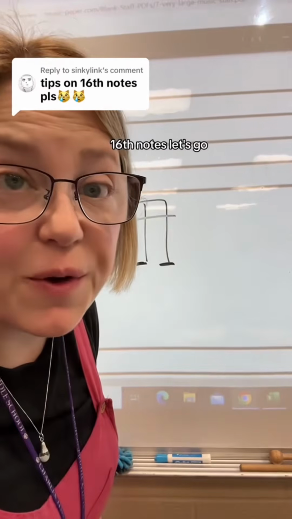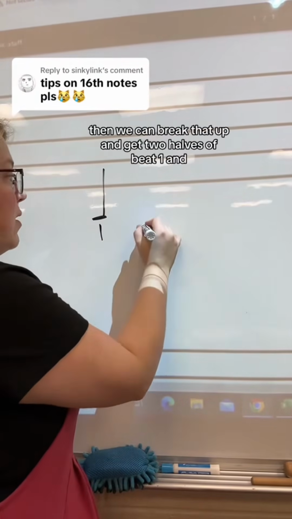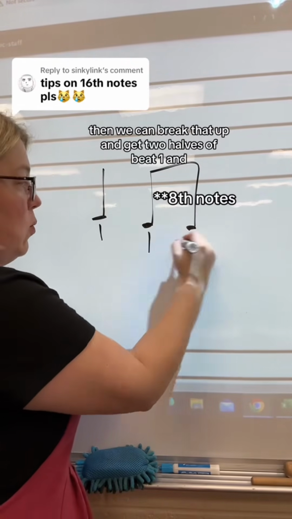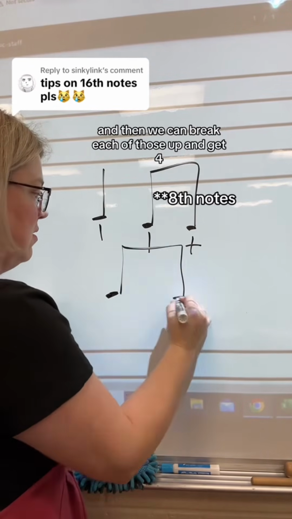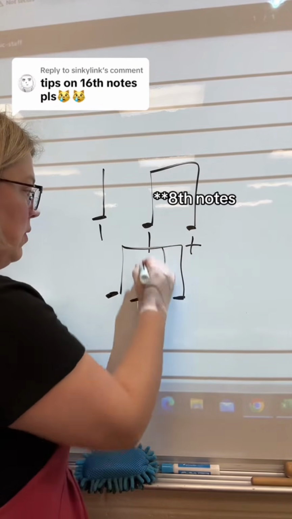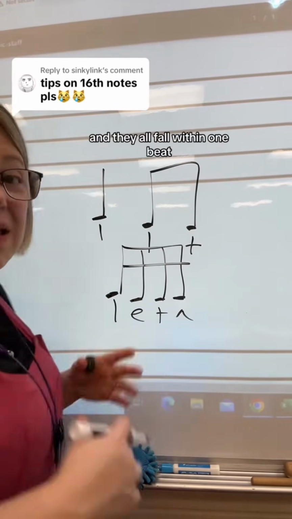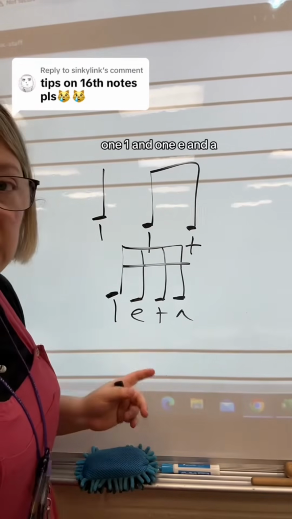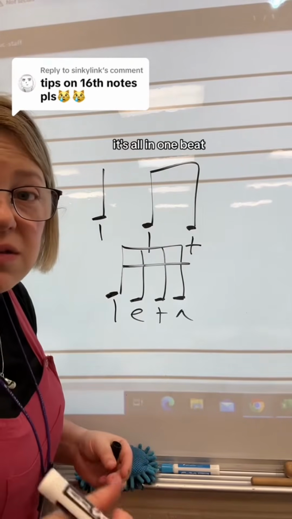16th notes, let's go. So we start with the quarter note. Quarter note gets 1 beat. Then we can break that up and get 2 halves of the beat, 1 and, and then we can break each of those up and get 4, which are 16th notes: 1 e and a. And they all fall within 1 beat. 1, 1 and, 1 e and a. It's all in 1 beat.